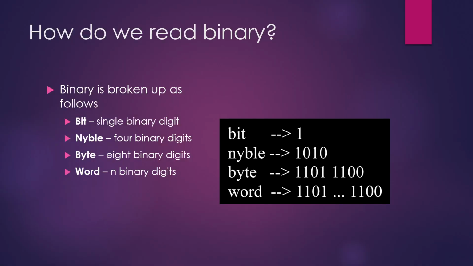On to how to read and write binary. One binary digit is a bit, 4 is a nibble, and 8 is a byte. A binary string of any number of digits is going to be called a word. And generally speaking, when we write binary, we group it into 4-digit groups. We group it into nibbles. This comes in handy later on when we start talking about change of base.